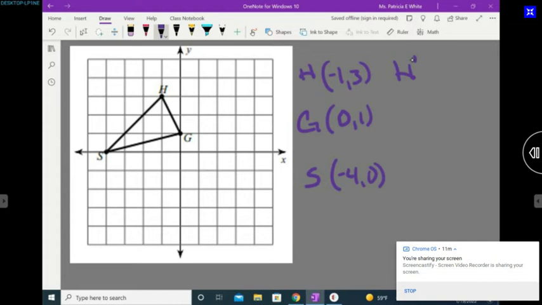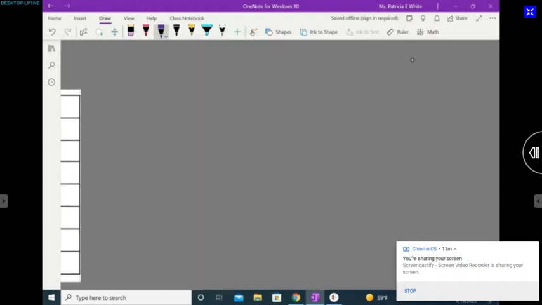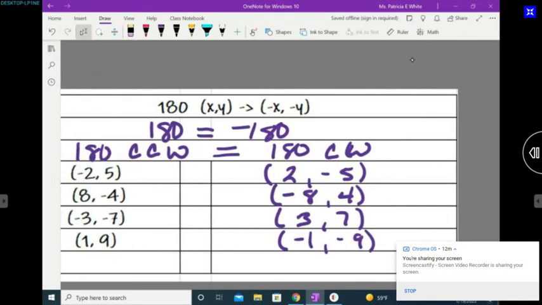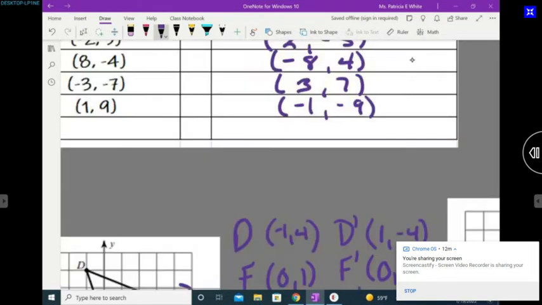Remember on the 180, all I'm doing is changing everybody's sign, right? I don't do any of the swap business. On the 180, the rule is just change that sign. Come on, move for me, please. Why won't you move for me? Just change that sign.